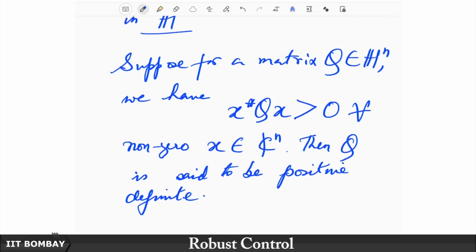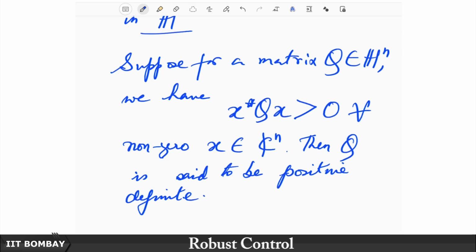Recall that Q times x is still a vector, but when you hit it from the left with x star, that is the x Hermitian, then it becomes a scalar. And this scalar we are claiming is always going to be positive; this is the definition. So if the scalar is always positive, then we call such matrices positive definite.